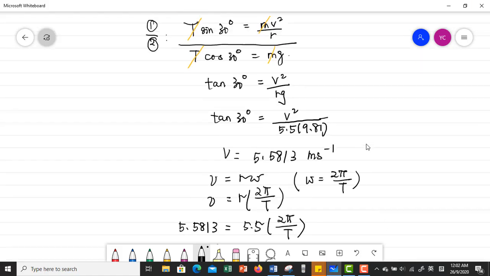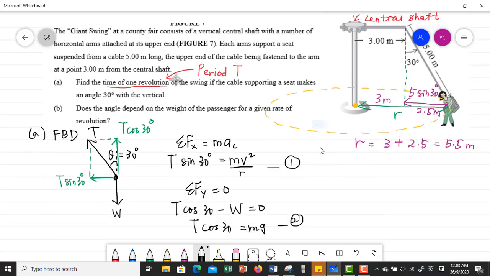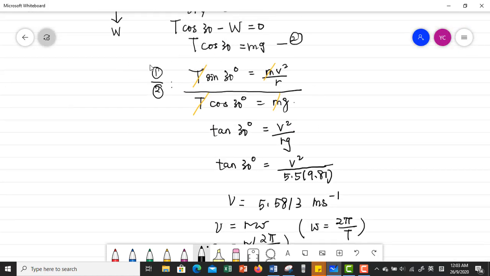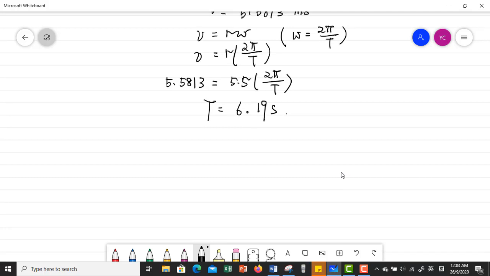Okay, then let us see the second question. B. Does the angle depend on the weight of the passengers for a given rate of revolution? If we notice from the solution of question A, the m is cancelled out in the equation. So our answer for B will be no. Why? Because m is cancelled out in the equations.